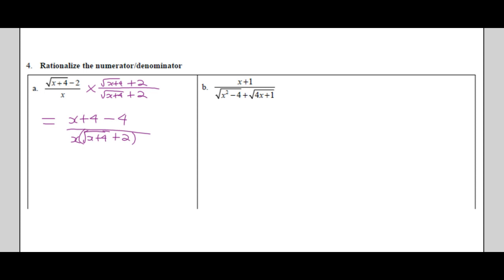Okay, and then we've got x times root x plus 4 plus 2, right? And that's an expression, so it's in brackets. It's x times that expression. Especially considering that plus 4 minus 4 is 0.